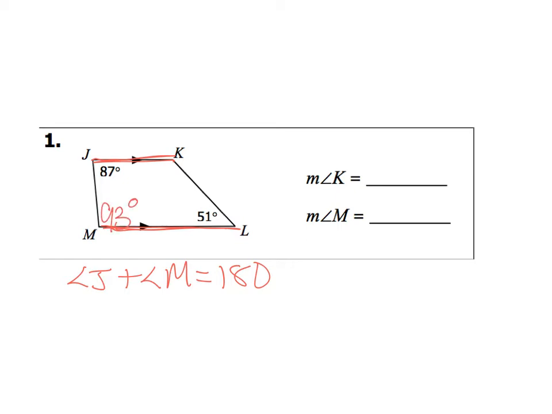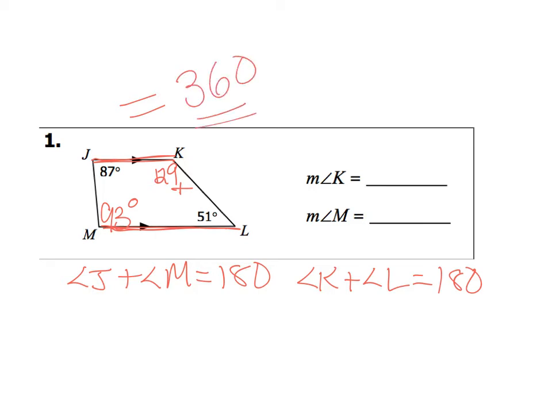Over here we have angle K and L. So angle K plus angle L also adds up to 180 degrees. And so when we subtract 51 from 180, we get 129. This is a four-sided figure, so we would expect all the angles to add up to 360 degrees, and you can check it and see if it does.